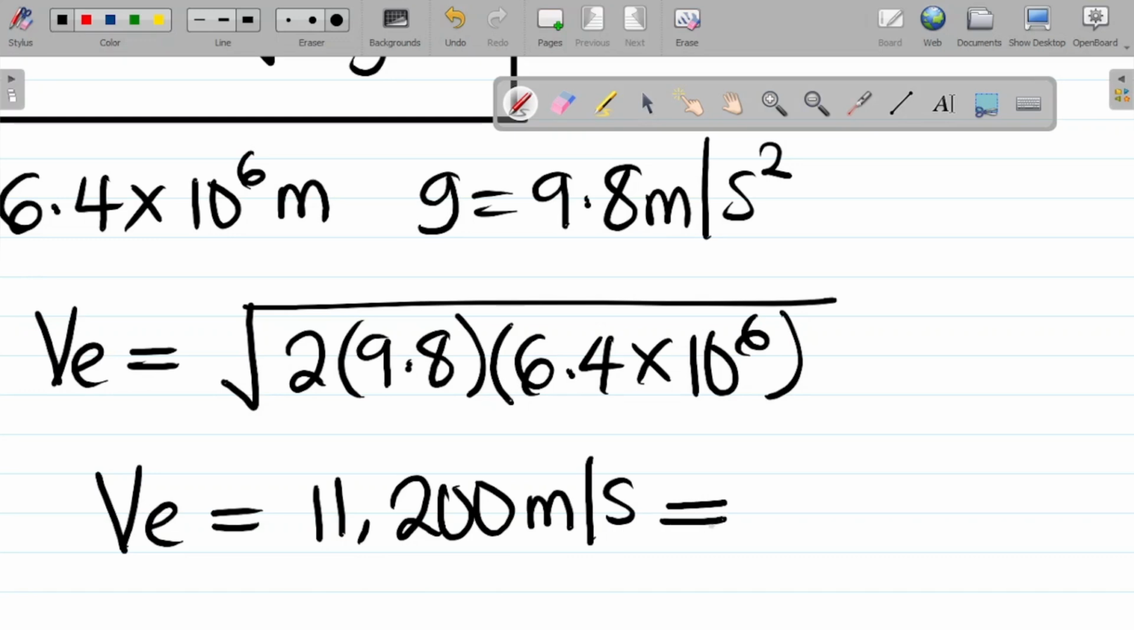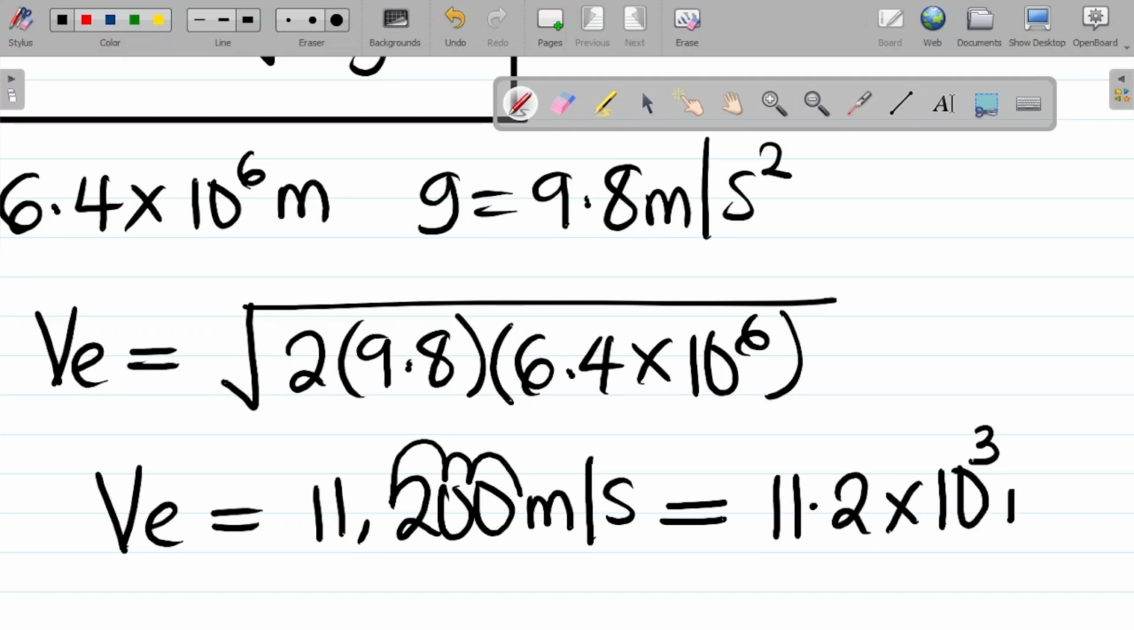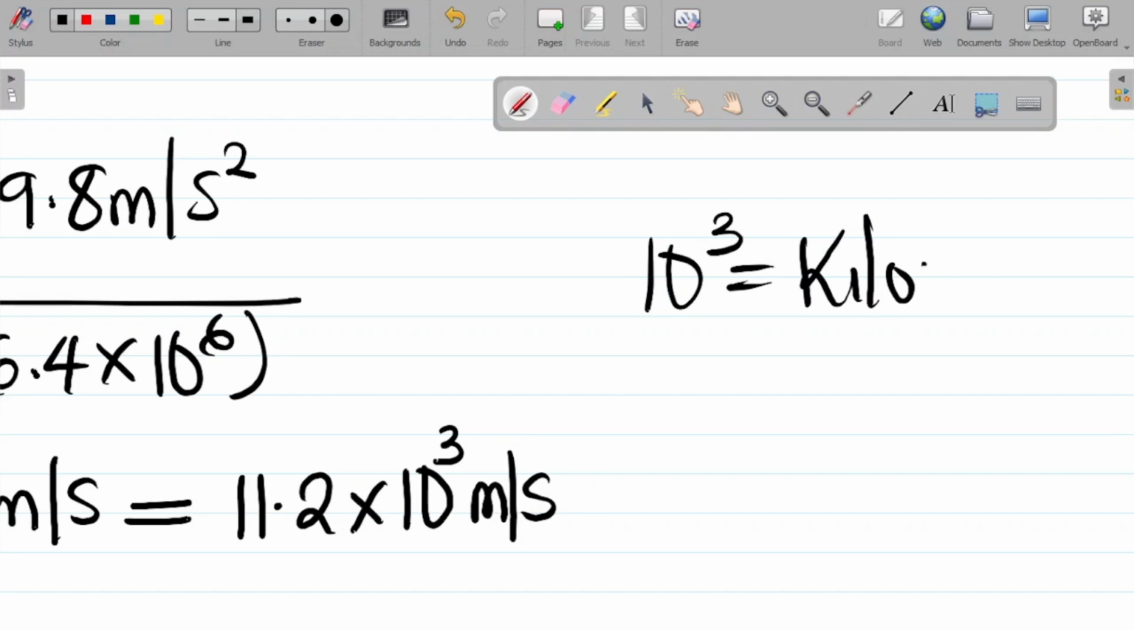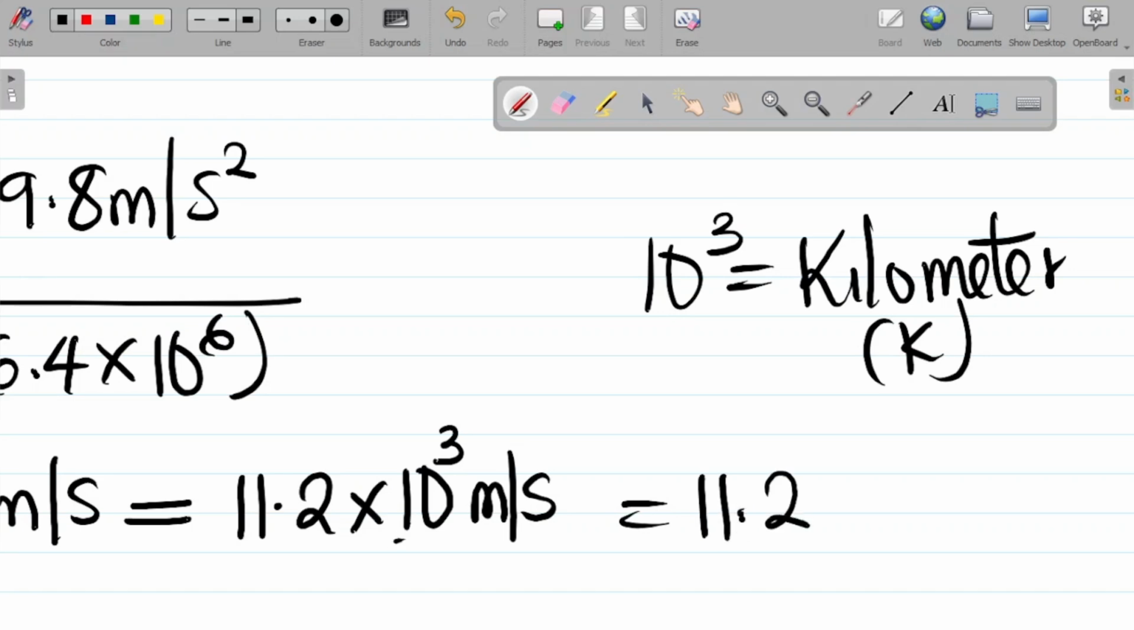All right, let's give this answer here in index form. From here, we're having 1, 2, 3. That becomes 11.2 times 10 to the power what there? 3, in meter per second. But we already know that 10 to the power 3 is called a kilo, which is K. So this is equal to 11.2 times 10 to the power 3 becomes kilometer per second.